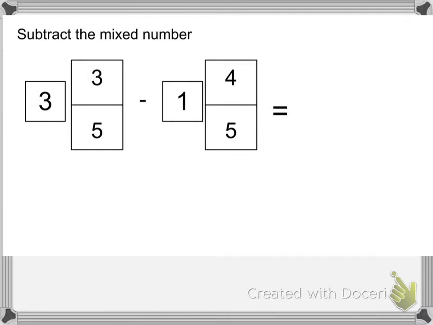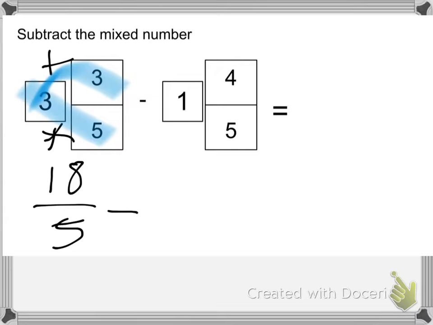Again, I have to turn these two mixed numbers into improper fractions because my first fraction is smaller than my second fraction. Alright, so I'm going to turn them into improper fractions. I'm going to do 3 times 5 plus 3. 3 times 5 is 15 plus 3 equals 18 over 5 minus 1 times 5 plus 4. 1 times 5 is 5, plus 4 equals 9 over 5.